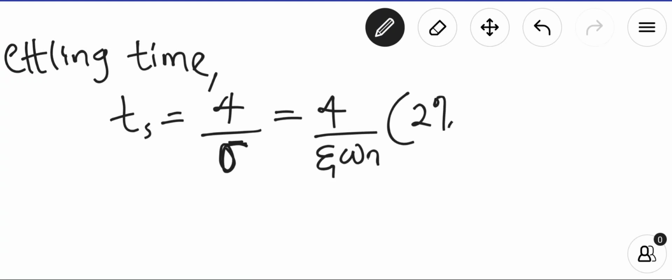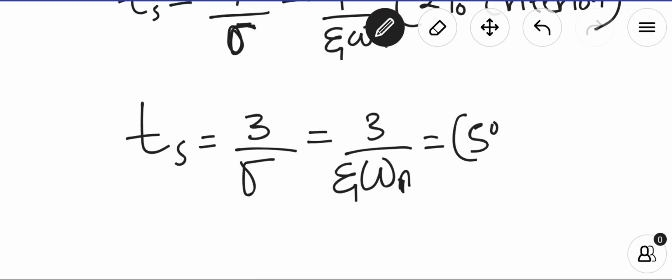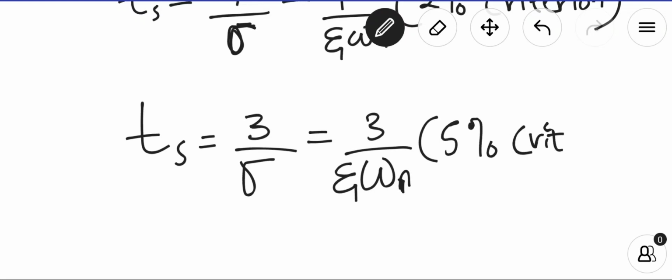Two percent criterion, 2% of the final value. Then for 5% of the final value, this will be 3 over zeta wn, the time taken to get to 5% of the final value.